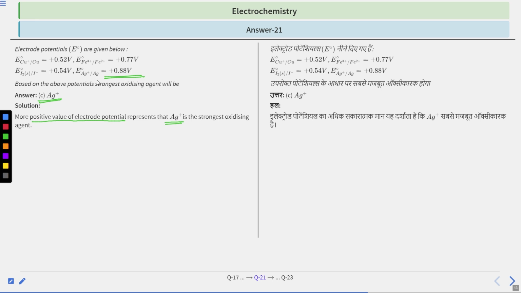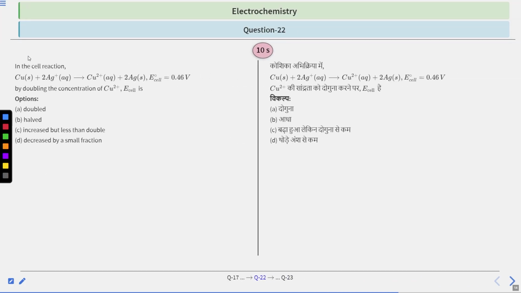So Ag positive will be the strongest oxidizing agent as per the given data in the question of electrode potentials, and thus option C is the correct answer. Okay, let's move to the next question.